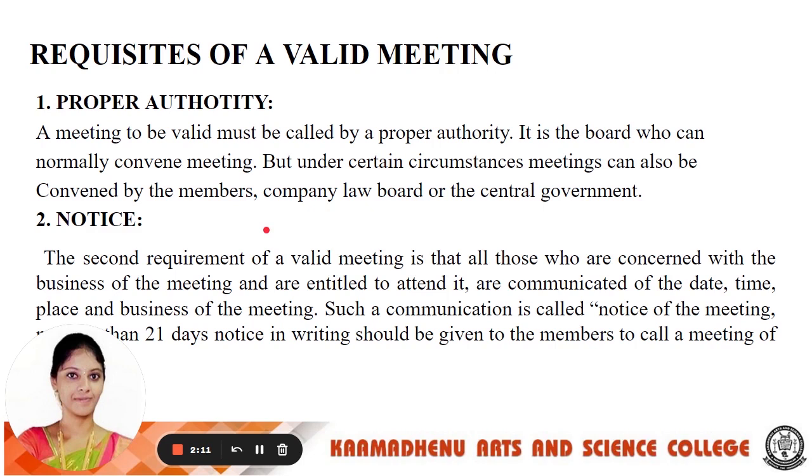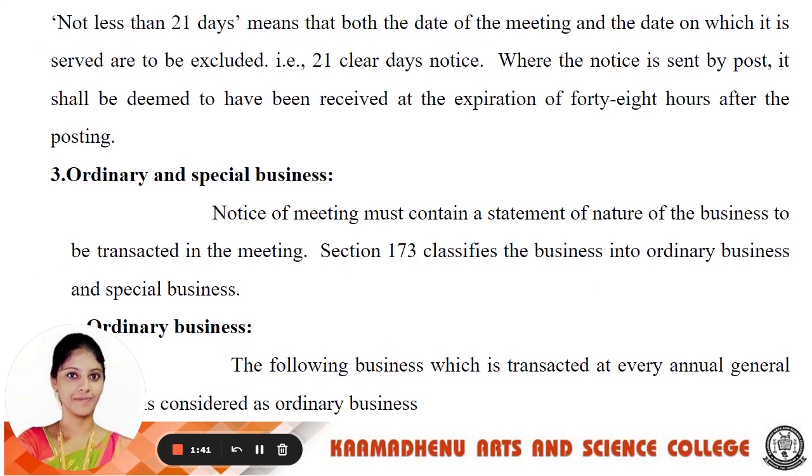The second requirement of a valid meeting is that all those who are concerned with the business of the meeting and are entitled to attend it are communicated of the date, time, place and business of the meeting. Such a communication is called a notice of the meeting. Then 21 days' notice in writing should be given to the members to call the meeting of the members. Not less than 21 days means that both the date of the meeting and the date on which it is to be served are to be excluded. That is 21 clear days' notice.